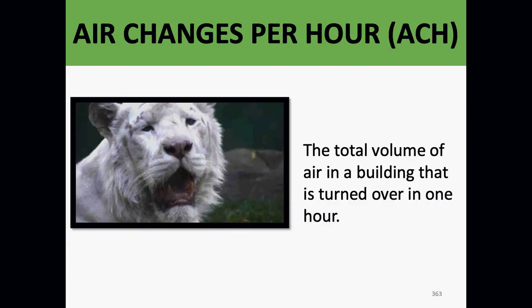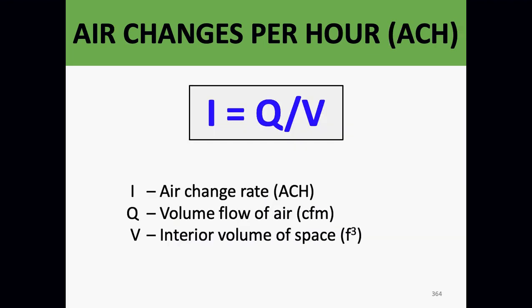Air exchanges per hour, and I've used this before, is the total volume of air in a building that is turned over in one hour. ACH: the total volume of air in a building that is turned over in one hour. Very important. Okay, new formula.